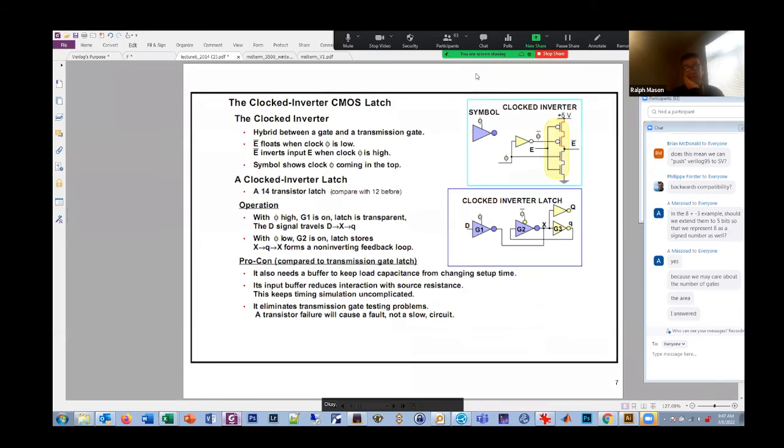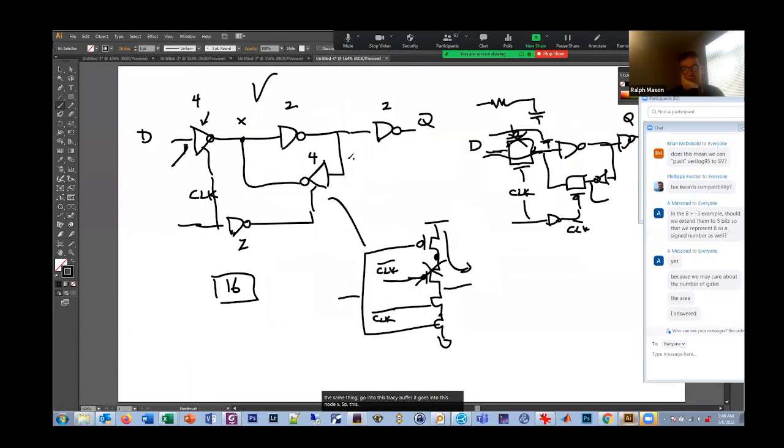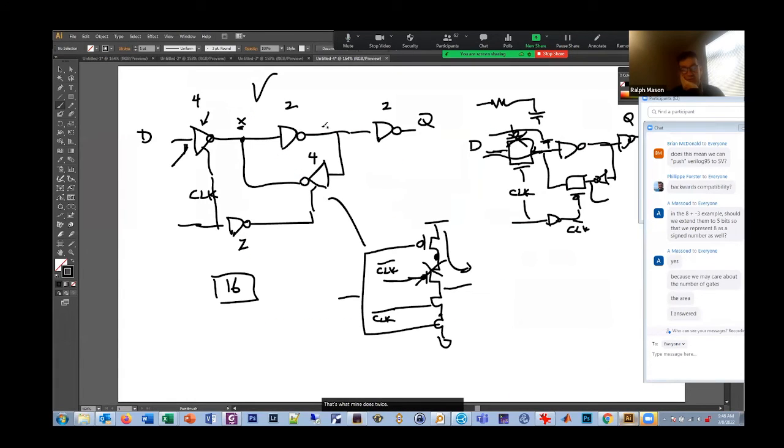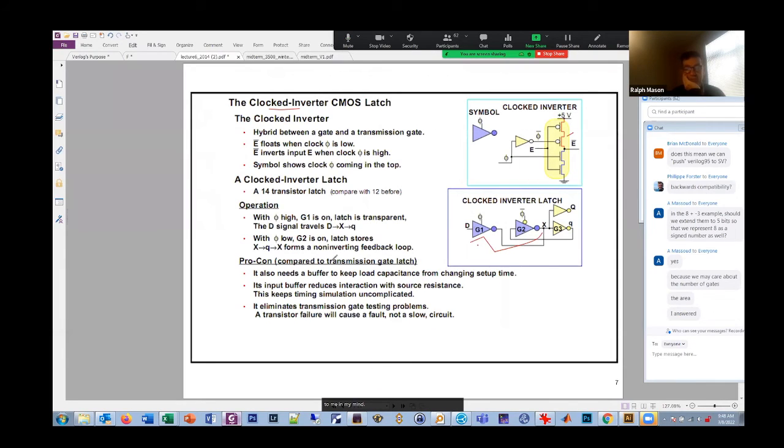So that's what this next slide, this clocked inverter or tri-state inverter, looks like, and this is showing how you build that. I kind of took this from somebody else's slide. I like my version of it, but this is basically the same thing. It goes into this tri-state buffer, it goes into this node X. And the X goes into an inverter, and the inverter comes back to another tri-state driver, and it goes to this X. That's what mine does. I like this drawing better than the other one, but they're both the same.